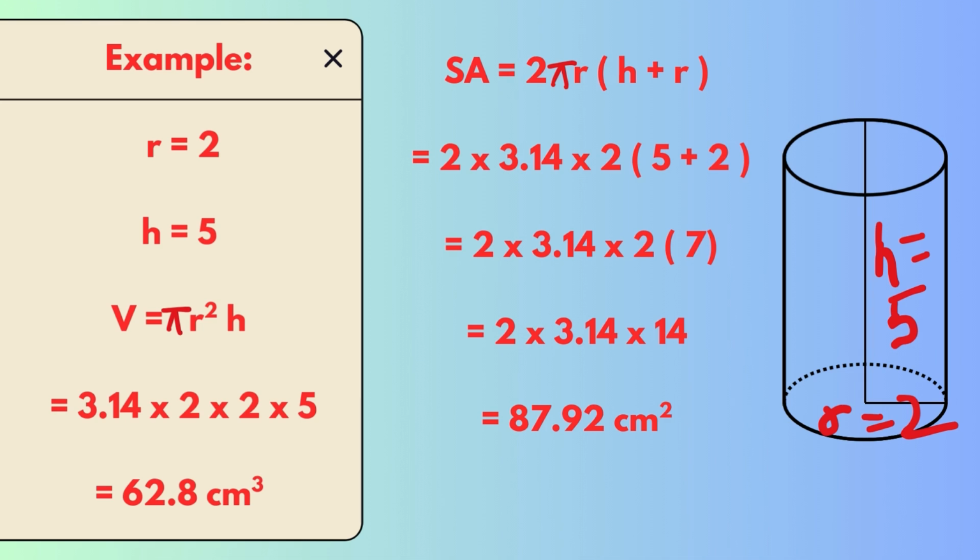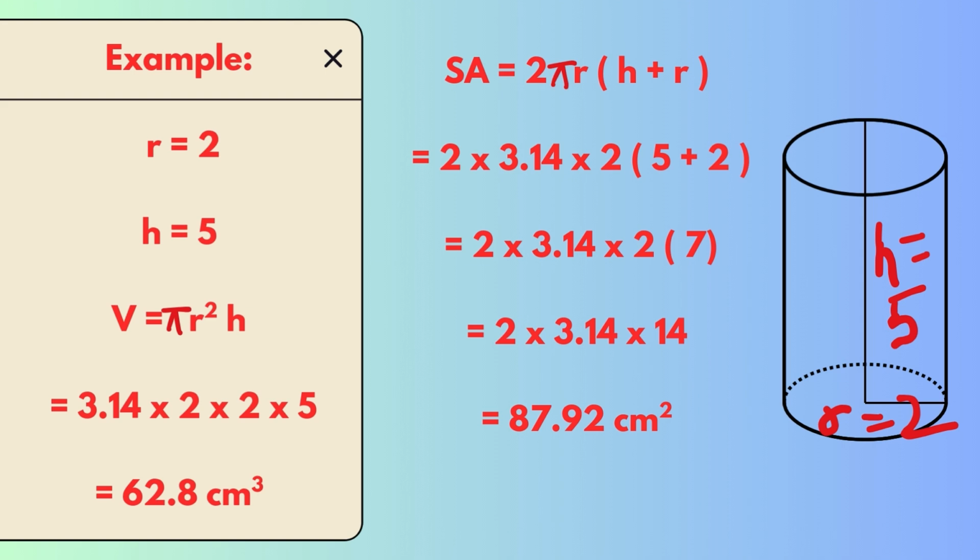Okay, so we will calculate the surface area of the cylinder. Surface area of a cylinder is 2 pi r (h plus r). Just put the values of height and radius, and pi is always constant 3.14. Do some simple multiplication. We get the surface area of the cylinder is 87.92 centimeter square.